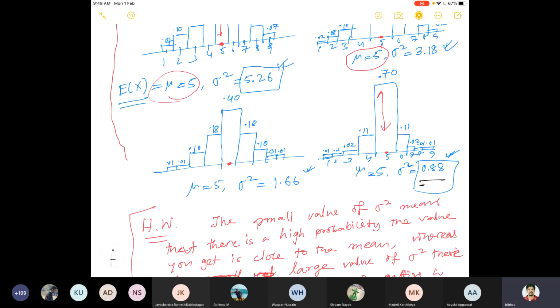for example, here 0.88 is small compared to 5.26. And what I'm saying is, because the variance is small, it means that the probability that you will get a value close to the mean is high. And when the variance is big, it means the probability of getting a value not close to the mean is high.